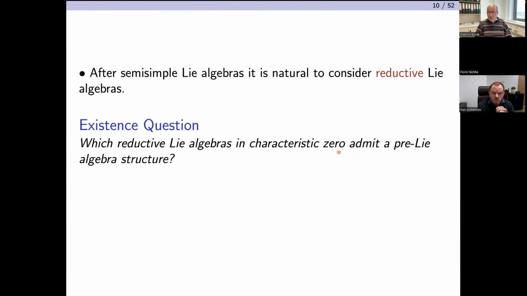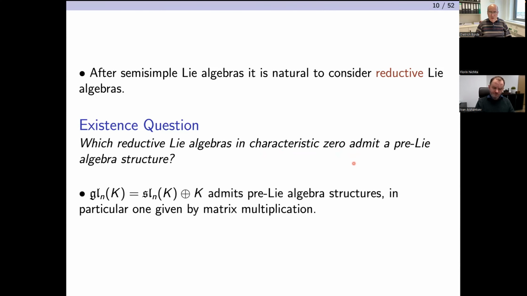And for today, we will stay in characteristic 0, because even in characteristic 0, I don't know a complete answer for this. And I suppose that in characteristic p, it will be even worse. So maybe we should first answer the question in characteristic 0. There's one good news. The Lie algebra GL_n, of course, admits pre-Lie algebra structures because the matrix multiplication is associative, and an associative algebra is clearly also pre-Lie, so that is certainly a nice example.